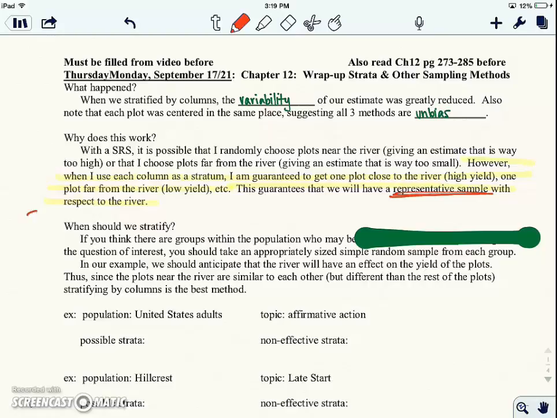So the biggest question then is, when should we stratify? If you think there are groups within the population who may be different with regard to the question of interest, you should take an appropriately sized simple random sample from each group. In our example, we should have anticipated that the river will have an effect on the yield of the plots. Thus, since the plots near the river are similar to each other, but different than the rest of the plots, notice that stratifying by columns is the best method.